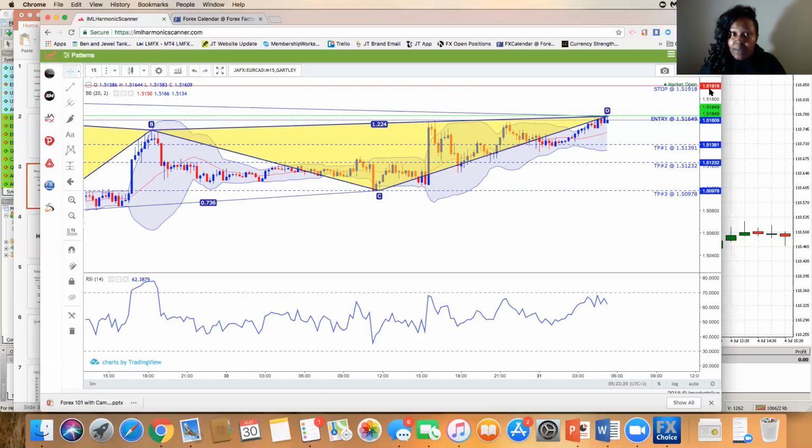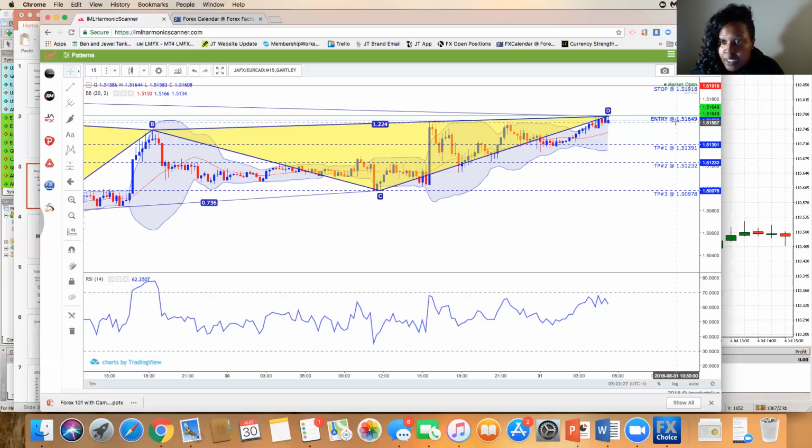The awesome thing about the scanner is it gives you all the numbers. All you have to do is copy and paste what you see. So you see here the entry is 1.51643. You're going to type that in. Let me write these down so when I show you how to enter the trade.